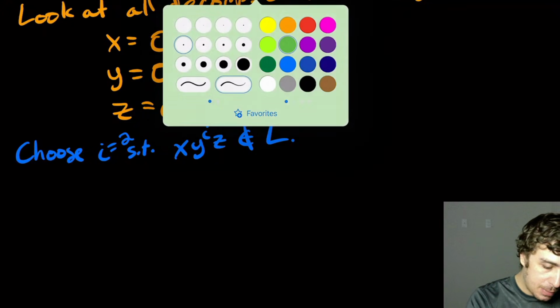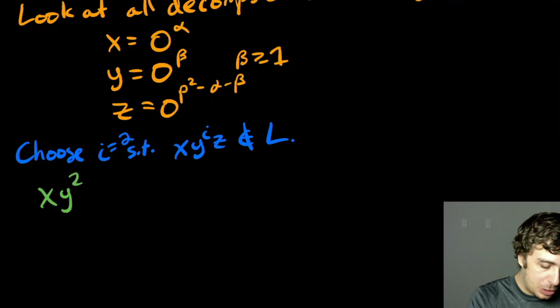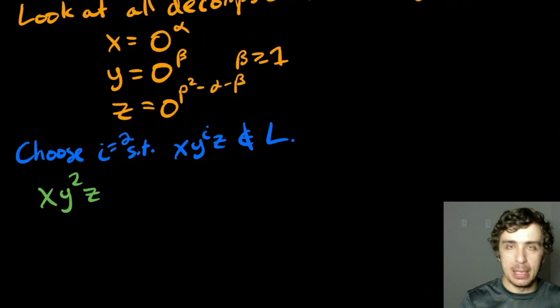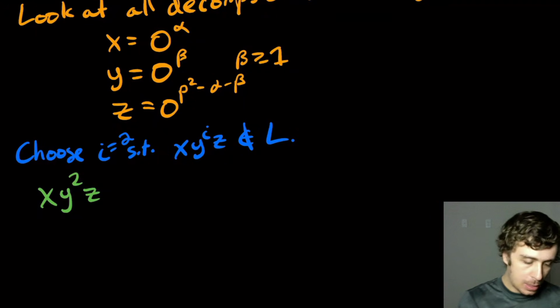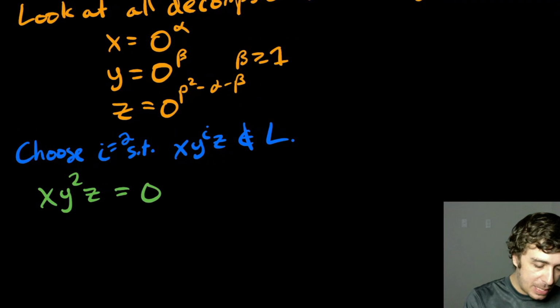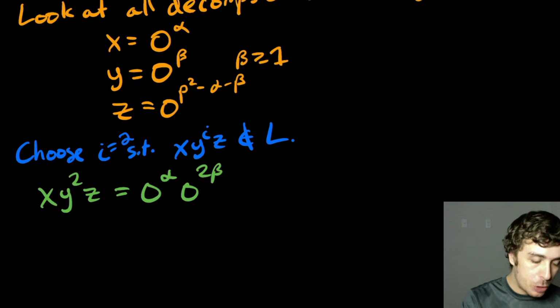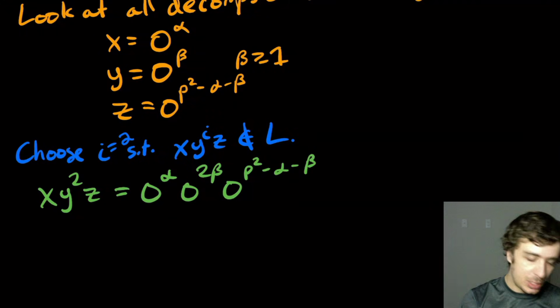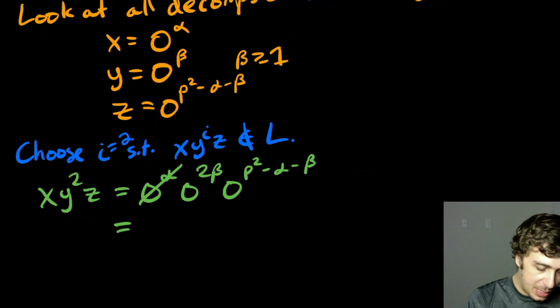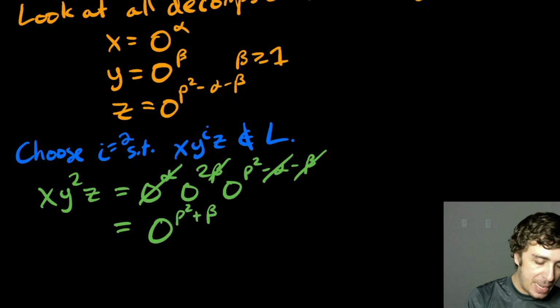So what is this string? x y squared z, and we want to show that it's not in the language. We don't know that it actually is not in the language yet, but we need to show it. So let's just copy down the pieces. 0 to the alpha, 0 to the 2 beta, because I have 2 copies of y here. And then the z part, which is just copied straight down from the decomposition upstairs. And then when the dust settles, the alphas get killed off, and one of the betas gets killed off. So I'm going to have p squared plus beta here.